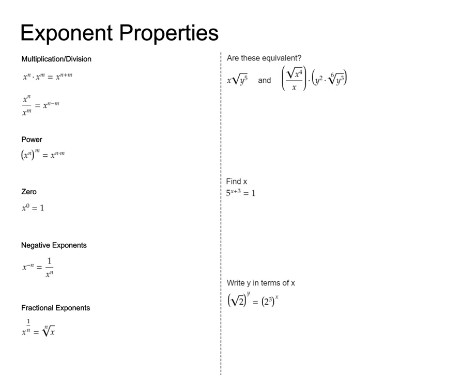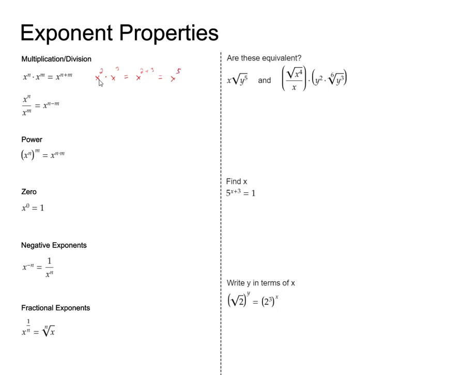In this video, we're going to review the properties of exponents and then do a couple of sample problems. Let's start with the multiplication and division rule. The multiplication rule states that x to the n power times x to the m power equals x to the n plus m power. For example, if we had x squared times x cubed, this would simply equal x to the 2 plus 3, or x to the 5th.